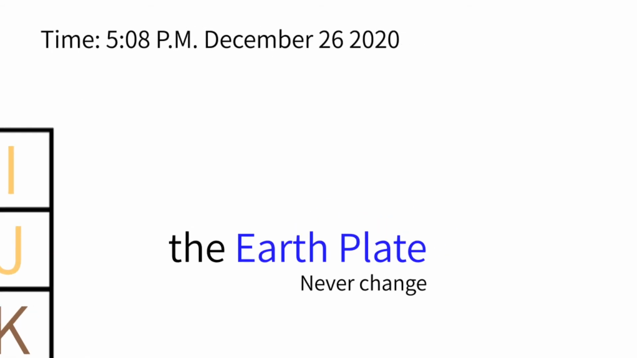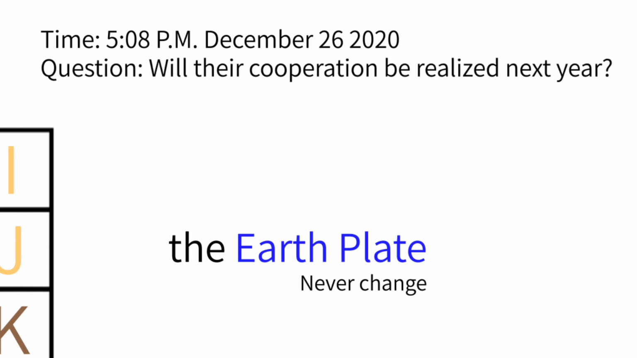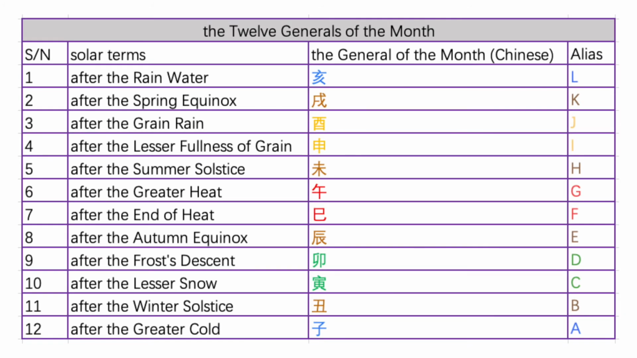At 5 p.m. on December 26, 2020, my friend asked me, will their cooperation be realized next year? When we want to use Liu Ren to predict the development of things, the first step we need to do is to determine what the general of the month is today. Let's take a look at this table.